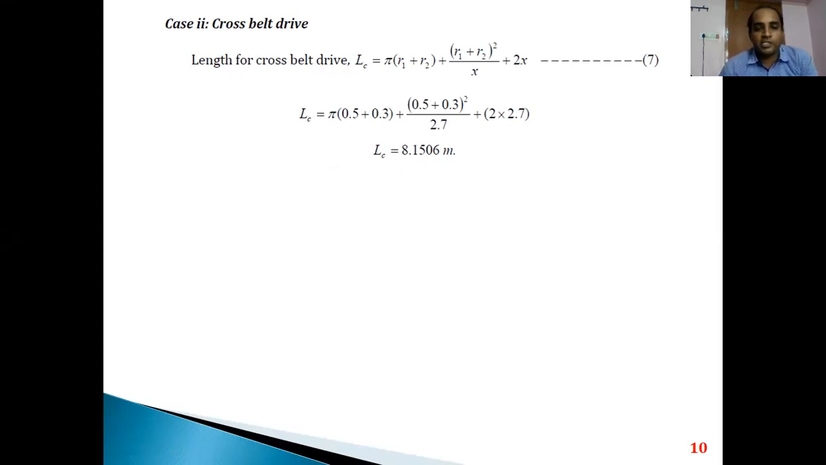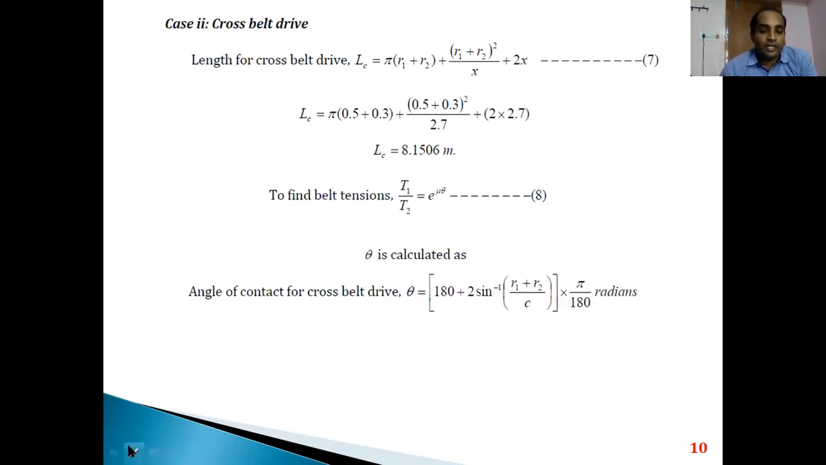Now go for finding the tension of the belt, the ratio of the tensions for the flat belt drive case in the form of a cross belt drive. So that is T1 by T2 is equal to e raised to mu theta. So here again, as I told you previously, the value of theta, again we need to calculate for the cross belt drive case using the same equation of angle of contact.